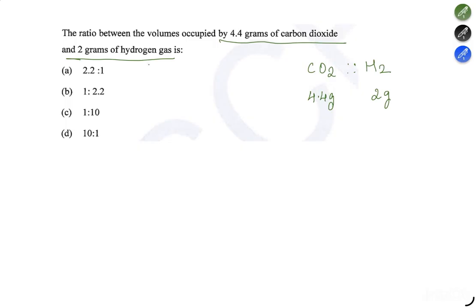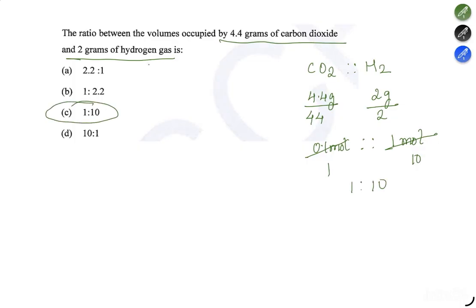So if we convert these grams into moles, we can find out the volume also, because mole is a quantity which relates to the mass and volume, as we discussed in my last video. So I can convert this gram into moles by dividing by its molar mass, and for hydrogen also, and I will get 0.1 mole here, and here I will get 1 mole. So you will see the ratio is 0.2:1. It is 10 times. So my ratio is 1:10, which is the option C.